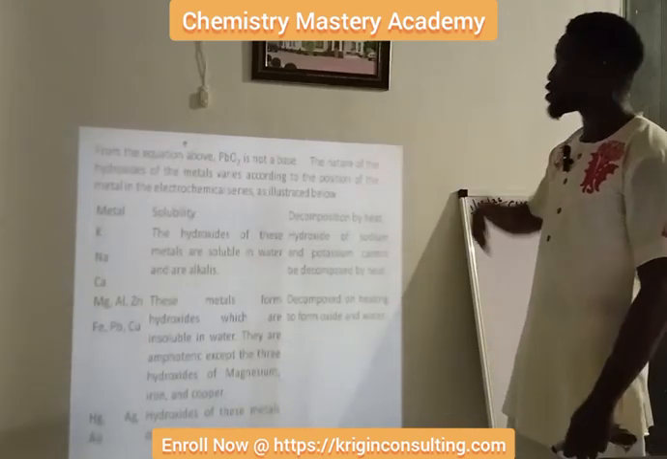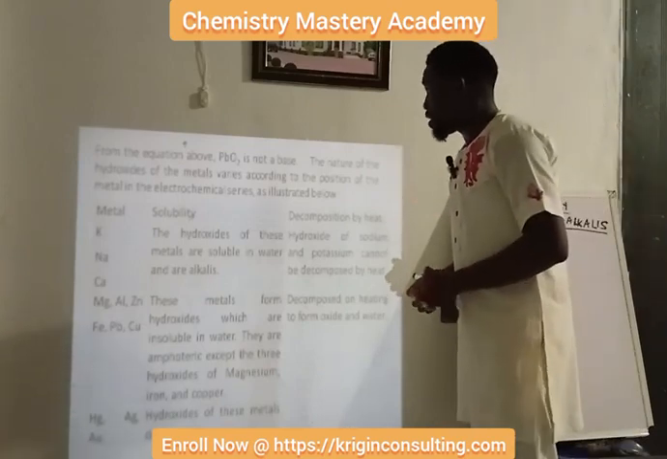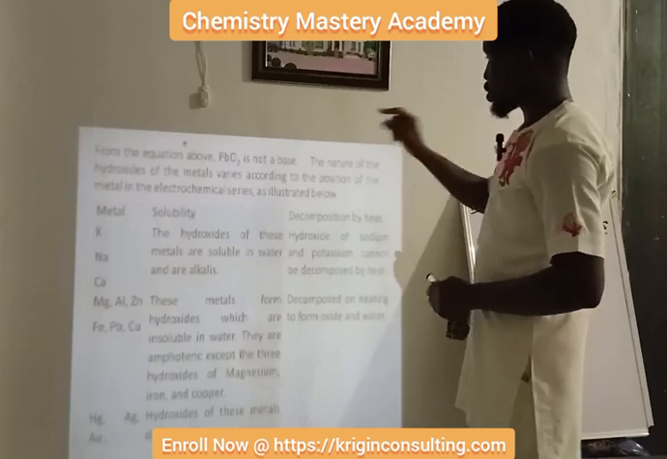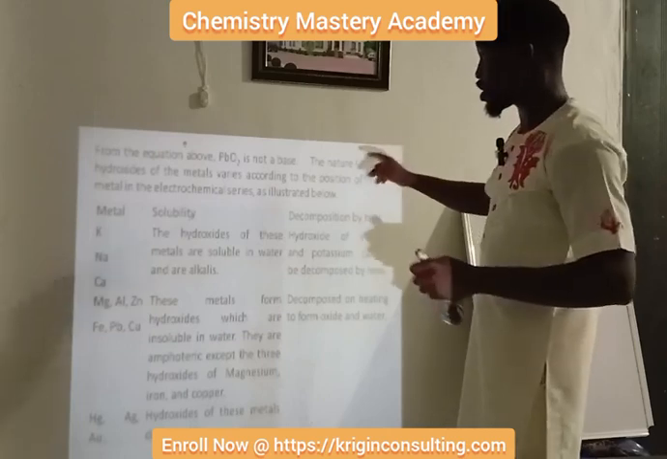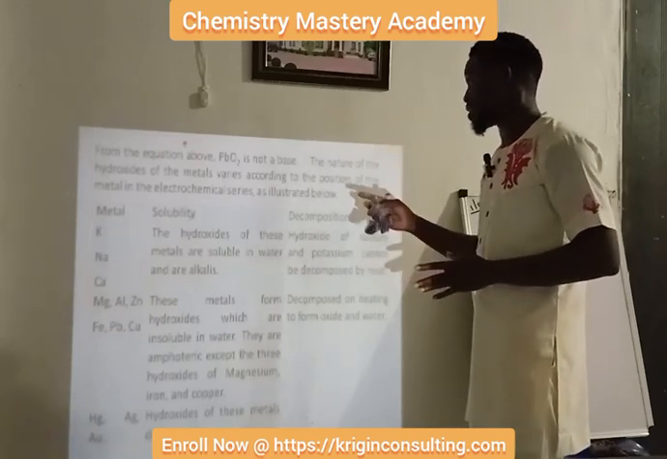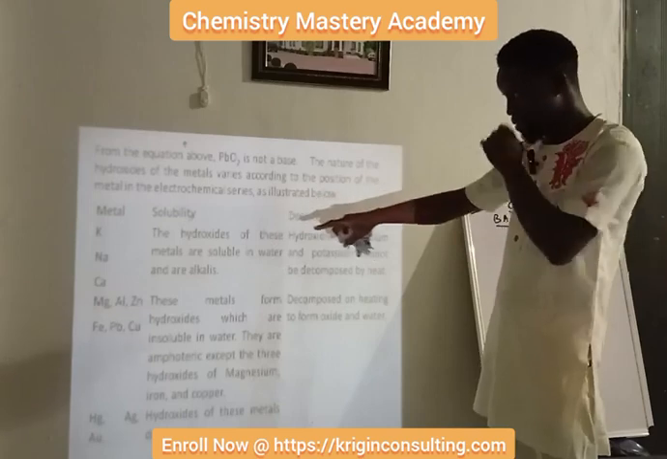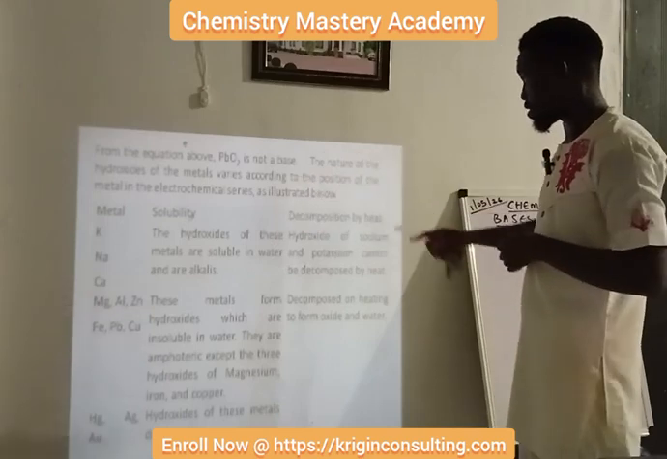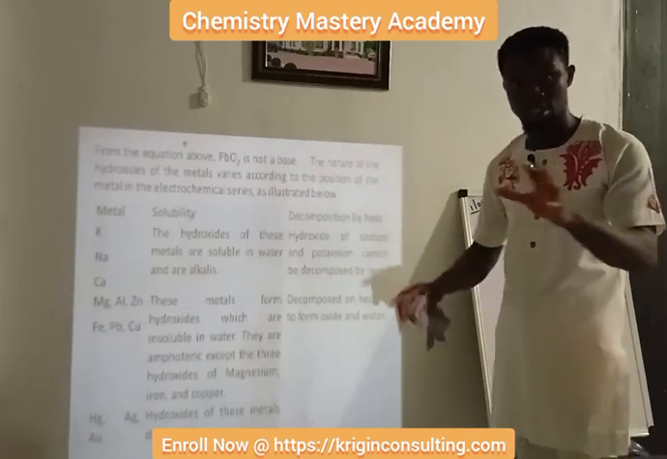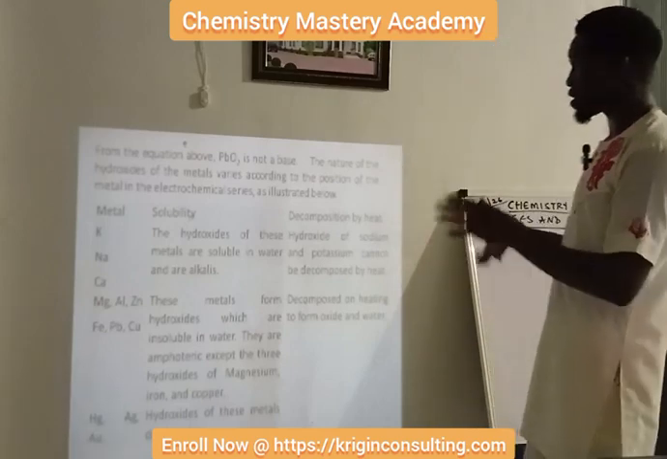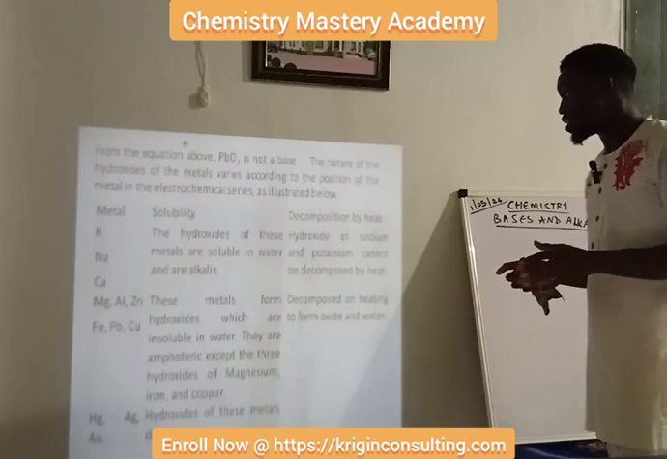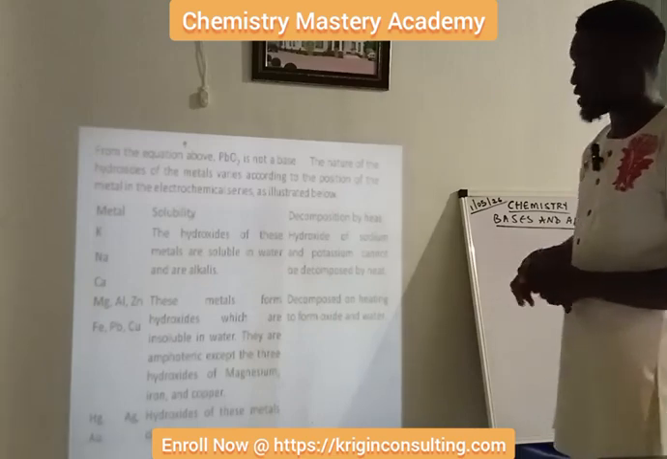So we have from the equation above, lead 4 oxide is not a base. The nature of the hydroxide of the metals varies according to what? The position of the metal in the electrochemical what? Series, as illustrated below. So we have explained that. Now let's look at some metals, their solubility, and the composition by heat.